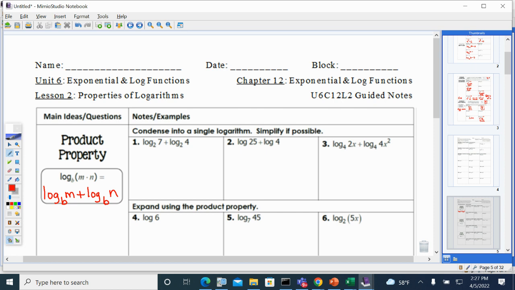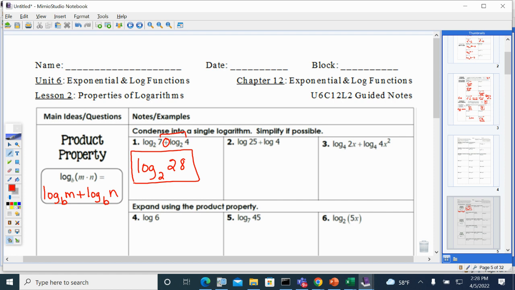Condensing logs is a skill necessary to solve these logarithmic equations that we're going to get to later on in this chapter. So you have to be able to look at these and condense. In example number 1, it says log base 2 of 7 plus log base 2 of 4. So right now it's 2 logs. I'm going to make it 1 log. The log is going to keep the base. But what you do with the 7 and the 4 is determined by what's between. So because there's a plus, I need to multiply 7 times 4 and get 28. And that's how we condense from 2 logs to 1.